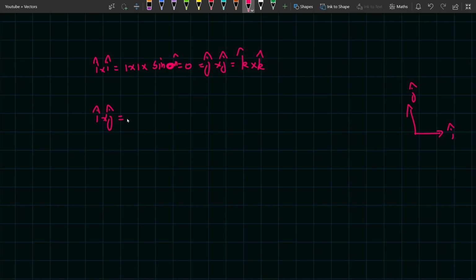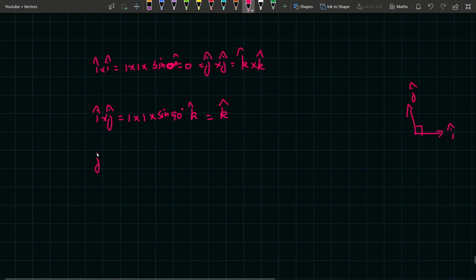Therefore, the answer for this will be 1 into 1, the magnitude of i and j, into what is the angle between them? Sine of 90 degrees, because the angle between them is 90 degrees, into what is the unit vector n cap along the z direction? k cap. So I'll use k cap here. So it will be 1 into 1 into sine 90, which is also 1. So it is just k cap.